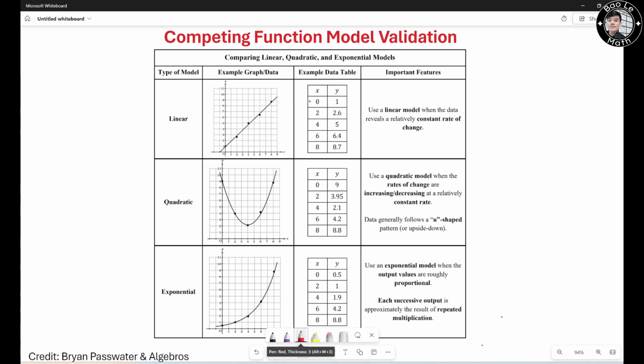Given a table right here, we need to plot each of these ordered pairs on the x and y coordinate plane, and if we see the shape as a straight line, that is a linear model. We're going to use a linear model when the data reveals a relatively constant rate of change. Let's take a look at the second one. We need to plot each of these ordered pairs.